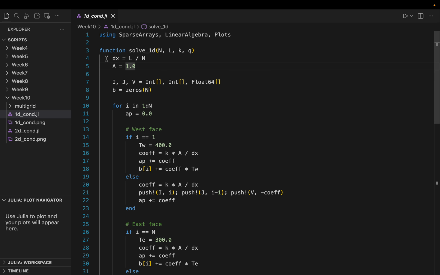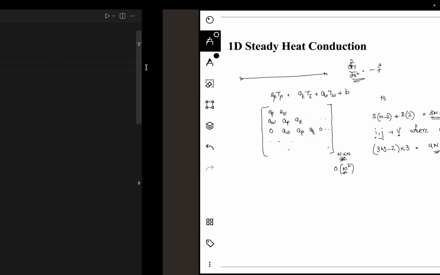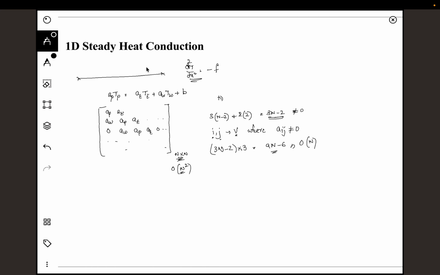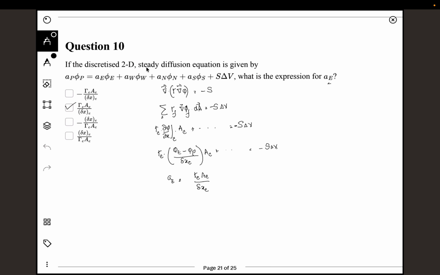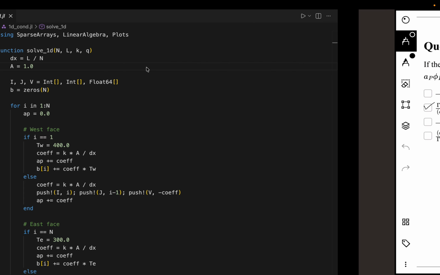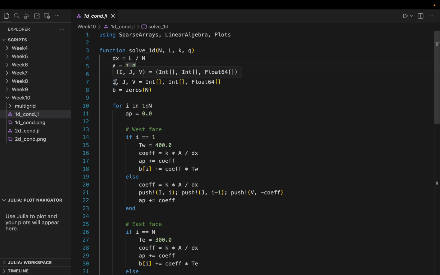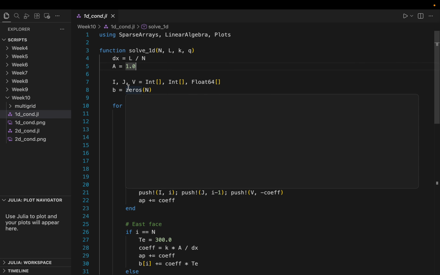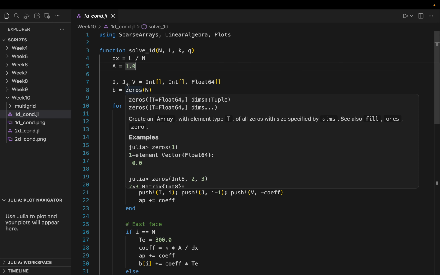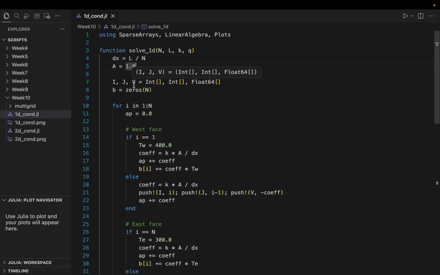Our element size I considered as a uniform grid, L by n. Area is basically, when we do the integration, we have this area term, the one that I've shown before. This area we are taking as 1. And these are the i, j, v that I'm talking about. i and j are the indices of the element in the given matrix that we will eventually solve for, and v is the value of that element there.